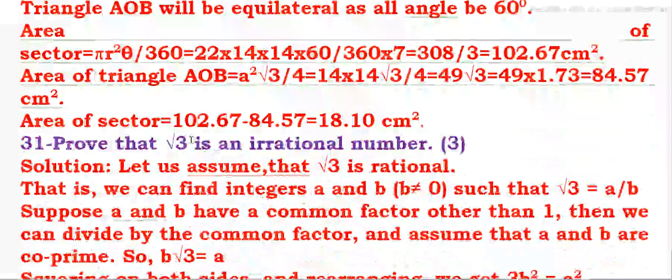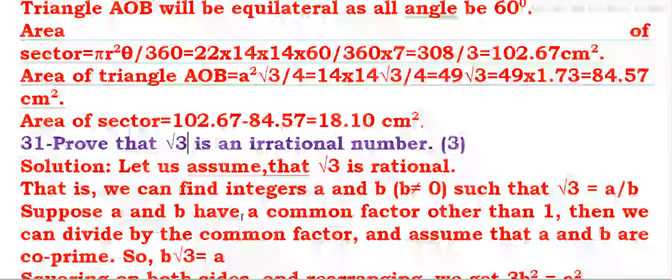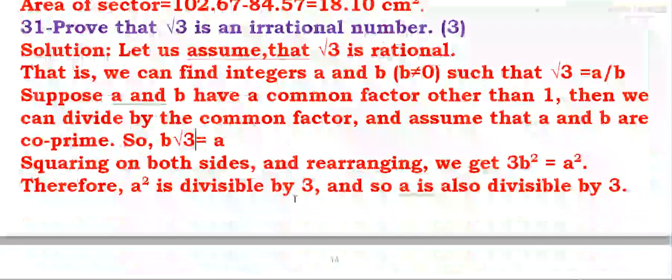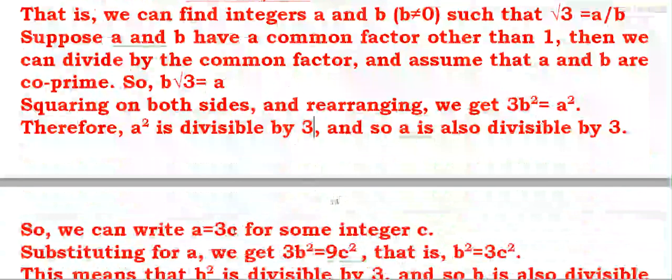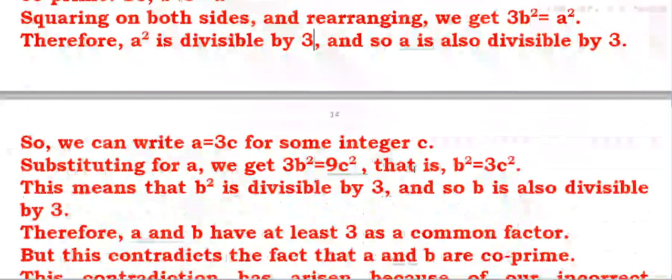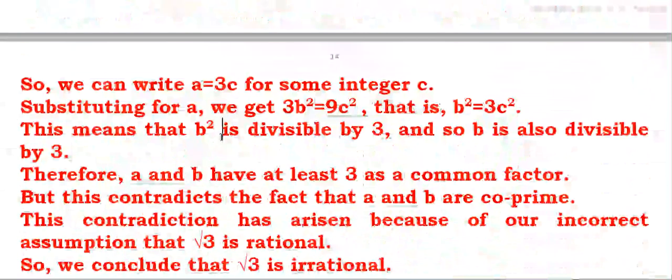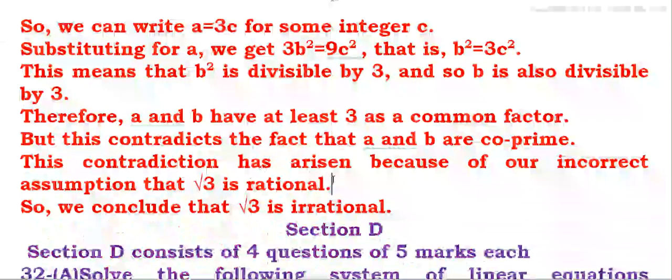Prove under root 3 is an irrational number. Assume that under root 3 is equal to a by b, that is, it is a rational number. Then a rational number can be written in the form of a ratio of two integers a and b that are co-prime. Then by solving, b under root 3 is equal to a, so squaring, 3b square is equal to a square, so a square is divisible by 3, so a is also divisible by 3. Put a is equal to 3c, we will get b square is equal to 3c square, so b is also divisible by 3. It means a and b both are divisible by 3, so a and b are not co-prime, both are divisible by 3, so our assumption is incorrect. Therefore under root 3 is an irrational number.